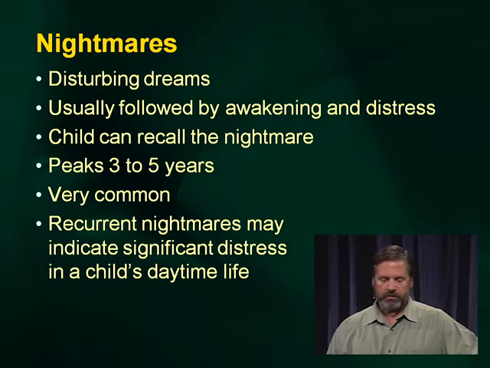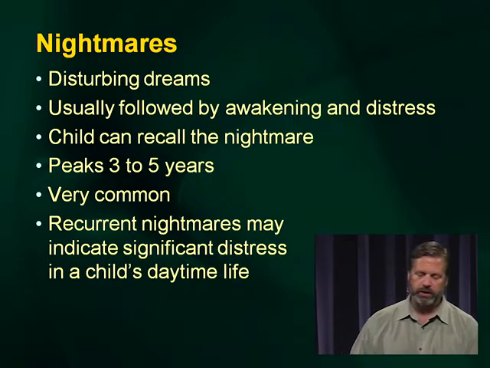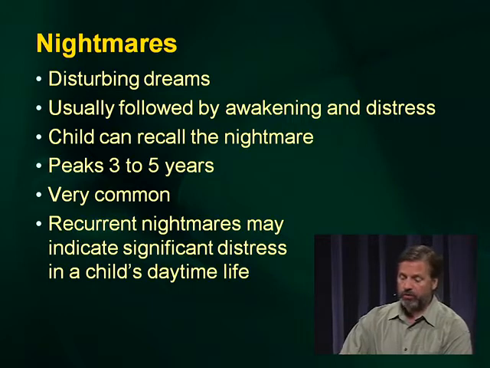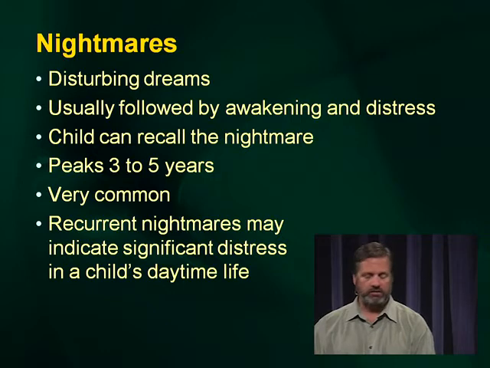All right, we're going to talk about some things that are called parasomnias. And there are a variety of different parasomnias, everything from grinding your teeth to a variety of strange behaviors. First of them is nightmares. These are disturbing dreams, usually followed by awakening and some distress. The child can recall the nightmare, usually peaks about 3 to 5 years. They're extremely common, although recurrent nightmares may be an indication of some excessive stress in the household.